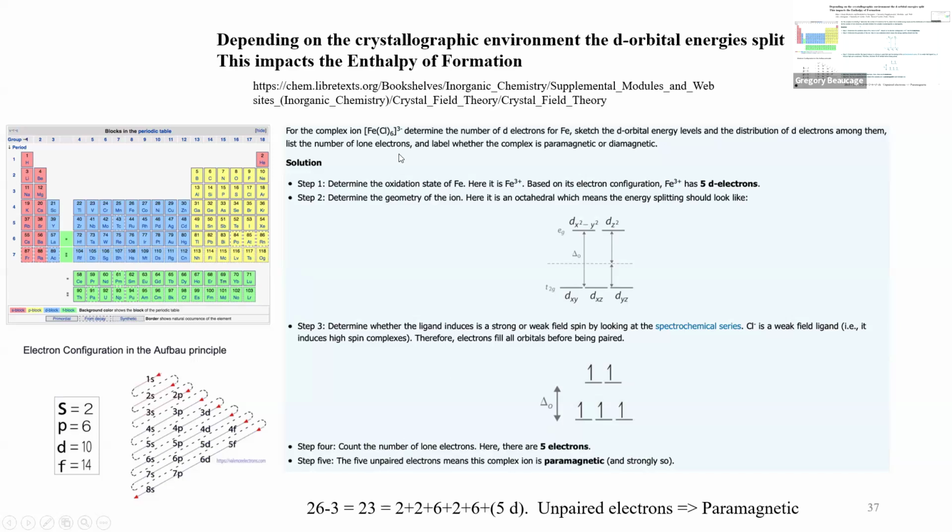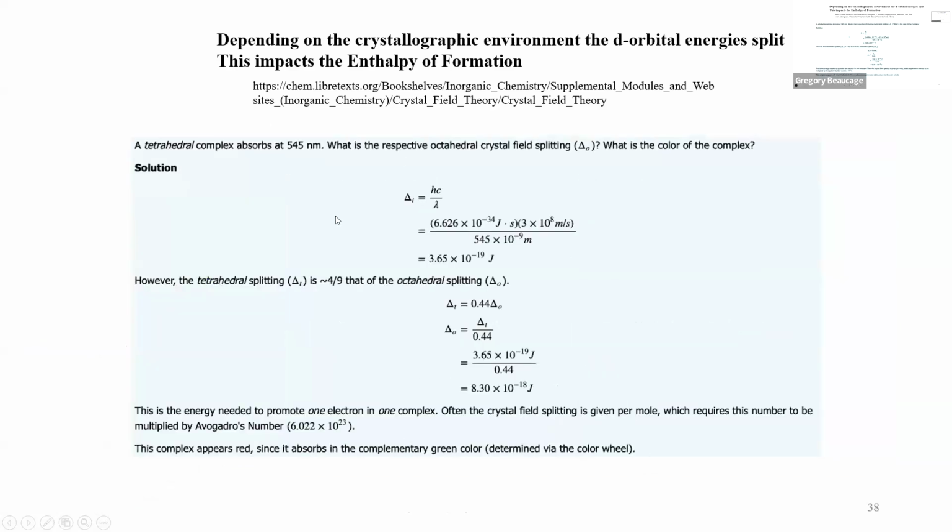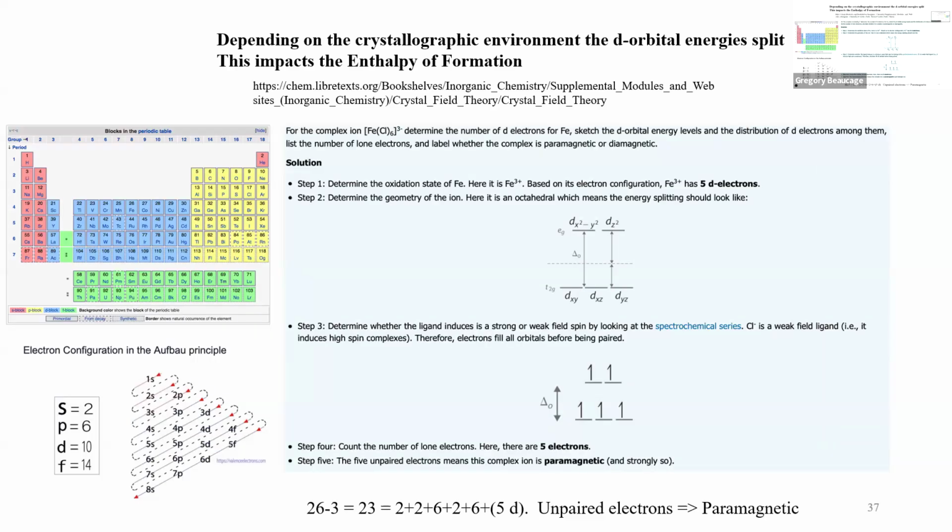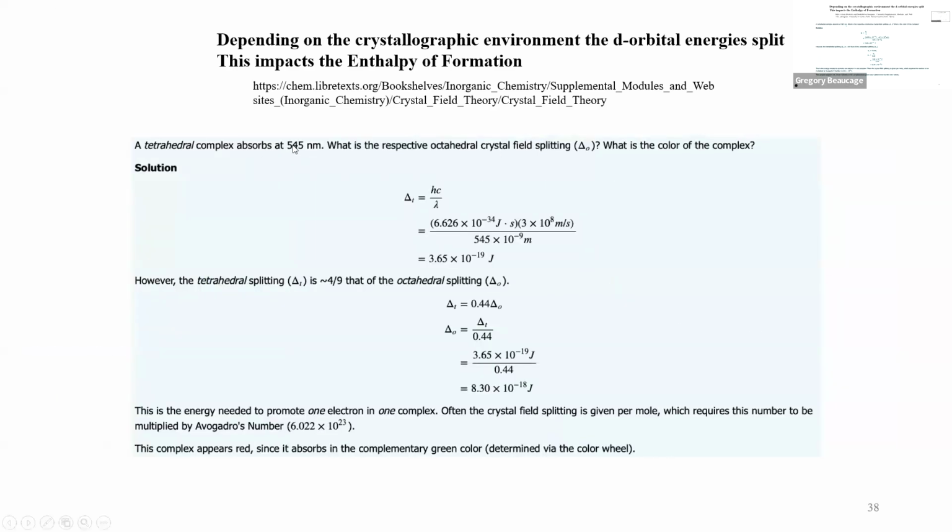All right, so that's one part of this. So if you have problems like a tetrahedral complex that absorbs at 545 nanometers, you can calculate what the energy of that is. You convert 545 nanometers to meters, then use h and c, and you just get the energy, 3.65 times 10 to the minus 19 joules.